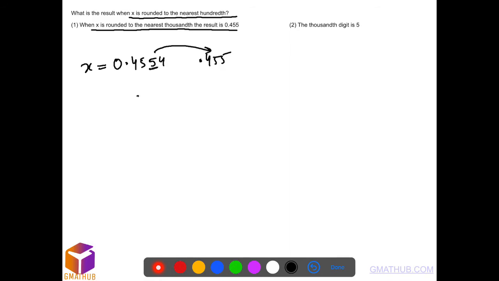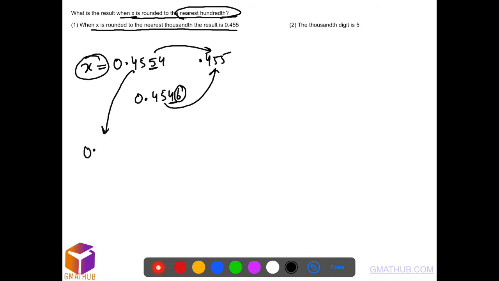And it can be this also, so that we round it off to this. The next number is bigger than 5, so it will also round off to this place. Now the question is, when x, the original number, is rounded to the nearest 100th, this way it will become 0.46, because the next number is 5 or bigger, and this would be 0.45 because the next number is less than 5. So you can get different results after rounding off to the 100th place.